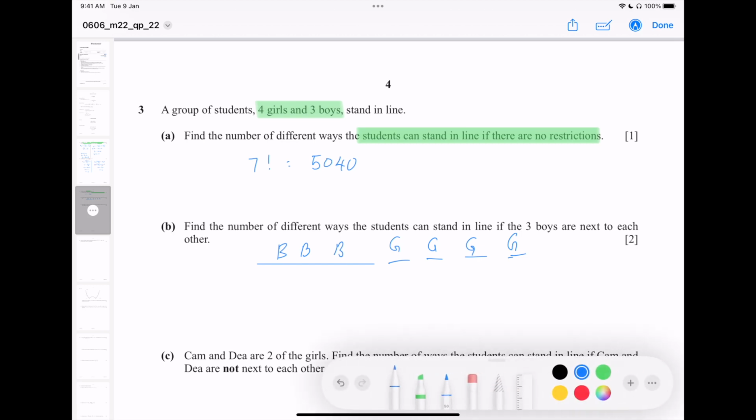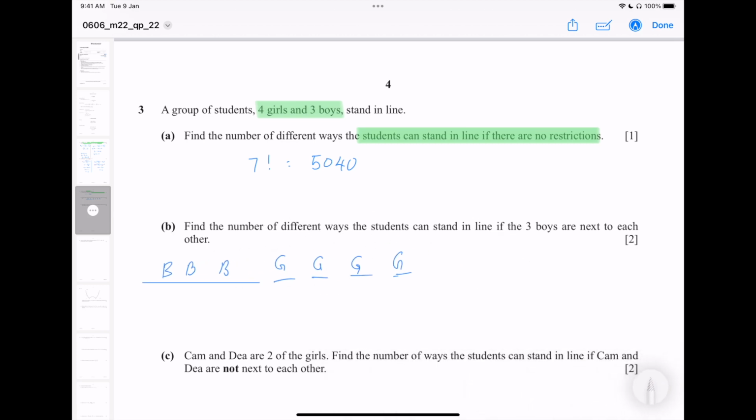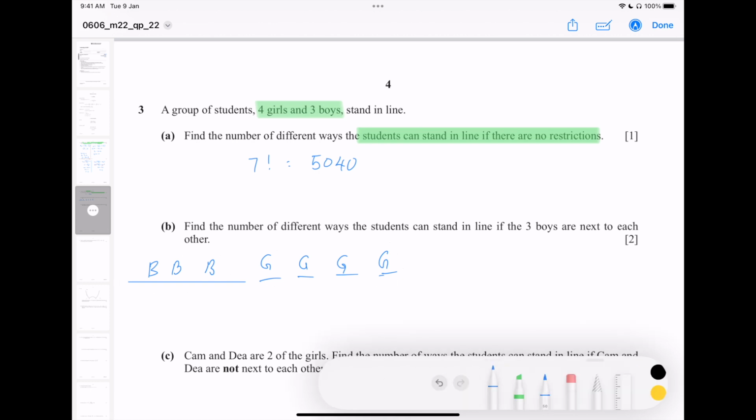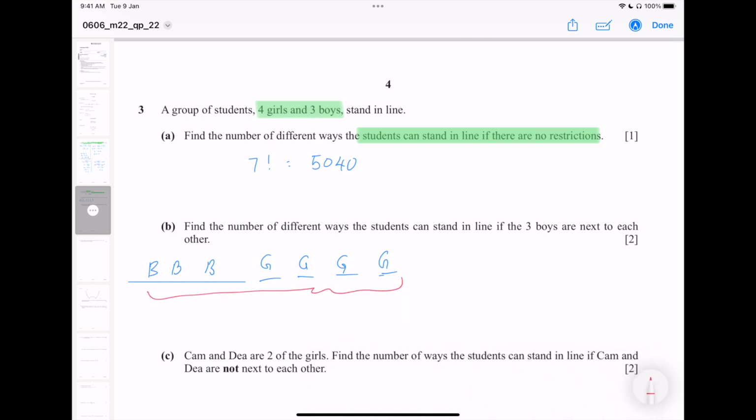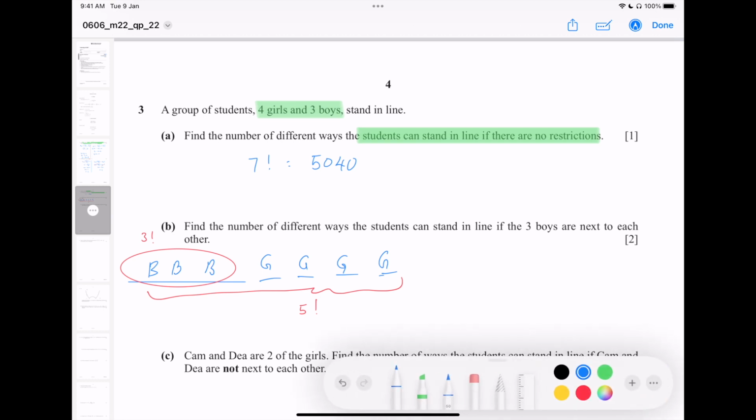Now, how many different ways can we rearrange this? Just going to move that here. Well, you can see that there are 5 moving parts, right? Again, you're using everyone, so 5 factorial, 5 moving parts. But among the 3 boys, they can also swap places between each other. So that's another 3 factorial, because all 3 of them are going to be moving. Like I said, if you're using everyone, it's factorial.